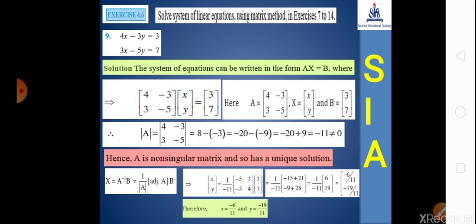These two answers represent, students, the solution of the given two lines. Yes, this is done, 2 marks. Now I move ahead. Question number 10.